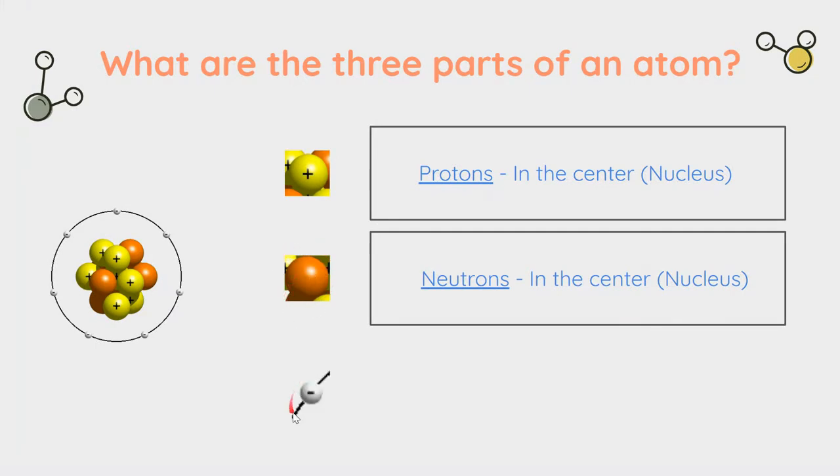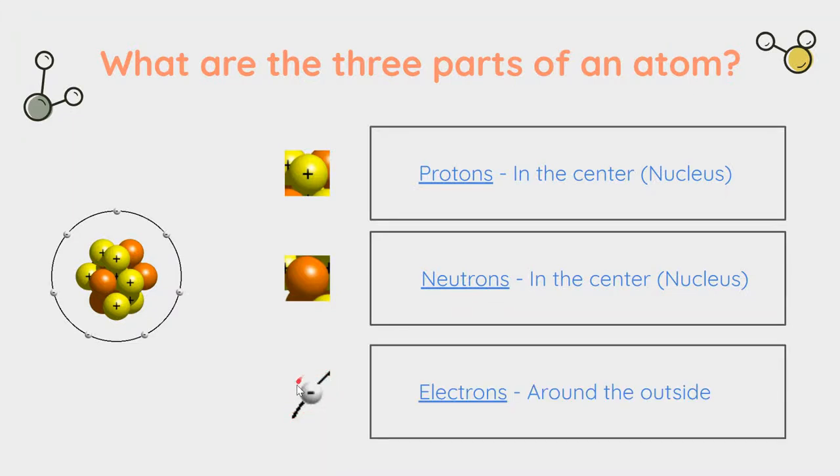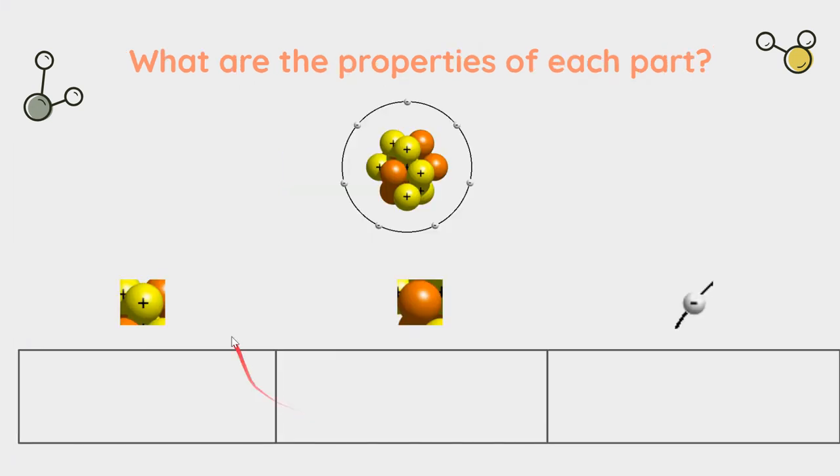And finally, the small negative spheres around the outside, those are our electrons. Those are around the outside of our atom. And they do exist in certain spaces, but for now, we'll just say they orbit the nucleus, sort of like planets around a sun. So, what are the properties of each part?